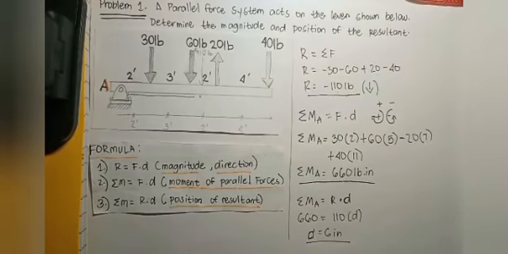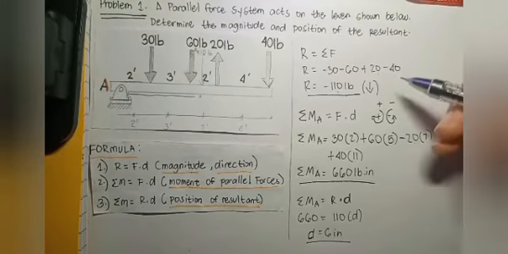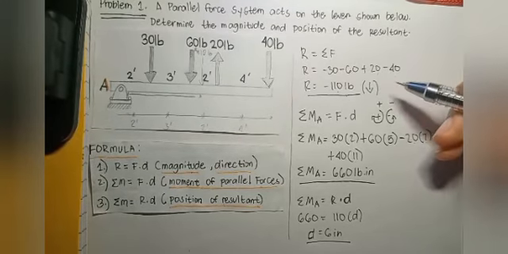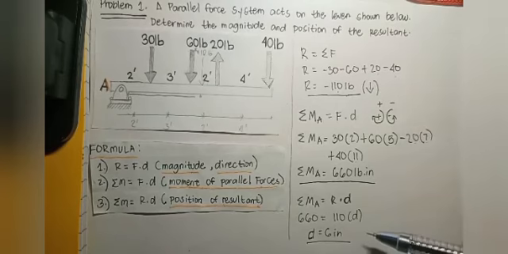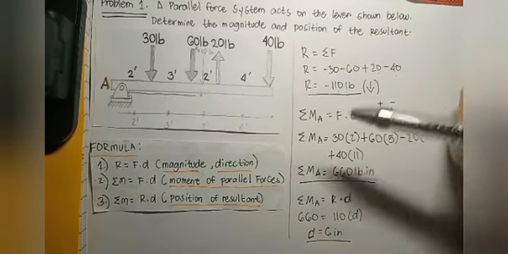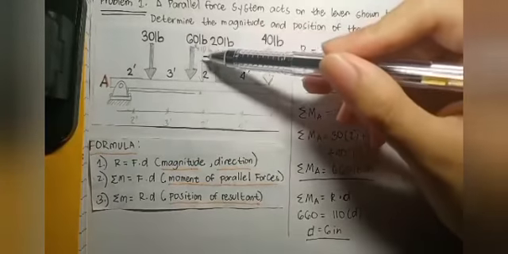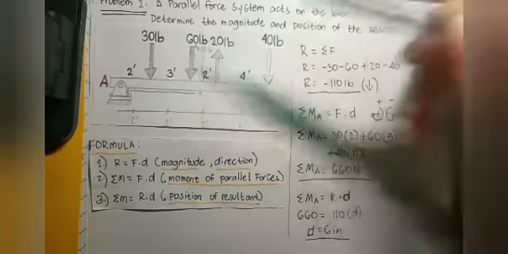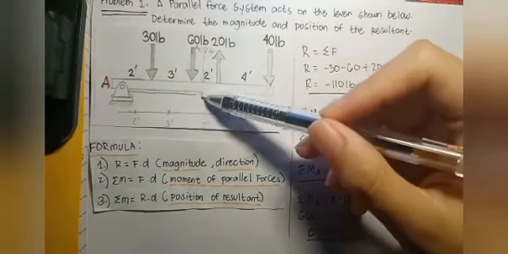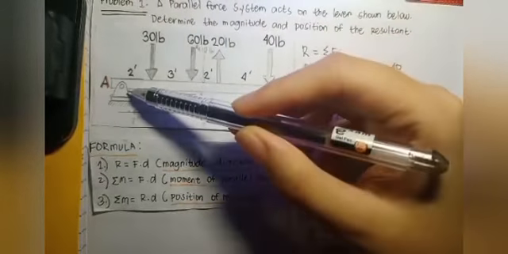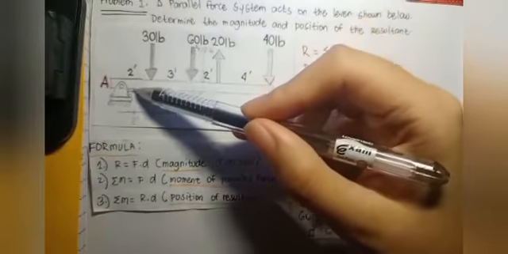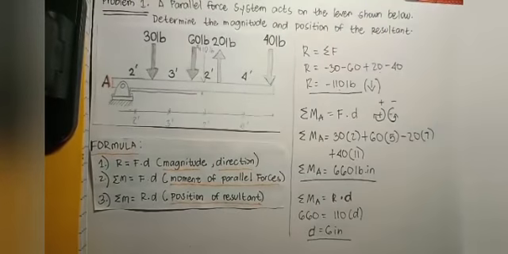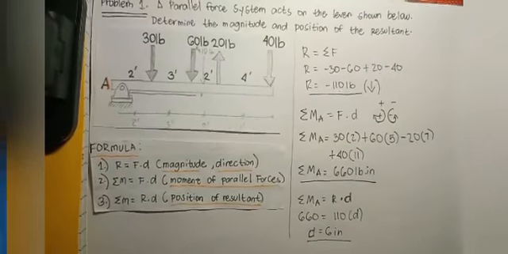According to our answer, we have the resultant of negative 110 pounds that has a distance of 6 inches from the support. So the resultant will be located here, negative 110, and the distance will be located here from the moment A. And that's our answer for problem 1.